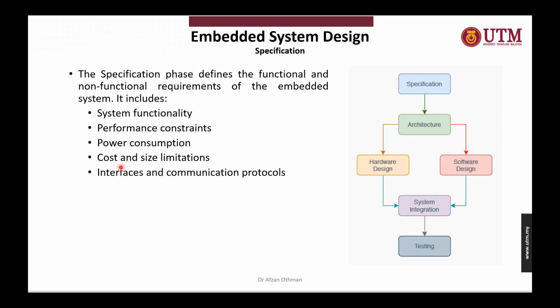And then cost and size limitations. You need to identify the cost and the acceptable size for that device. Last but not least is to identify the communication protocol. For example, are we going to use serial communication or parallel communication? For serial communication, are we going to use UART or USART, or SPI communication? Something like that. This is under the specification, where you define all the functional and non-functional requirements.